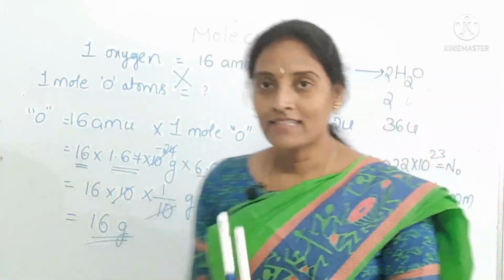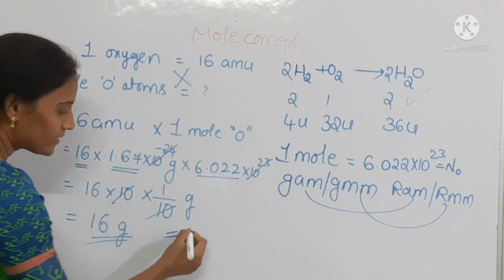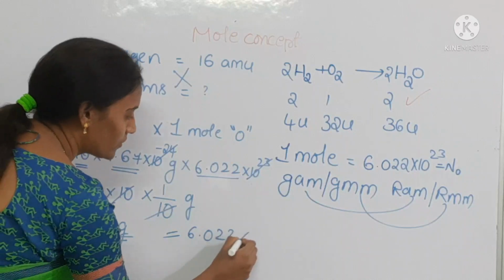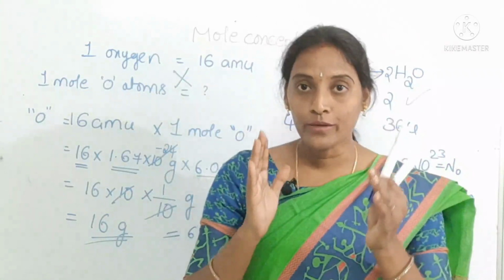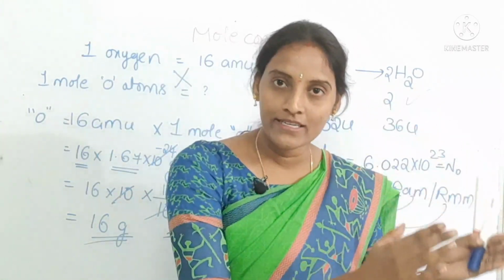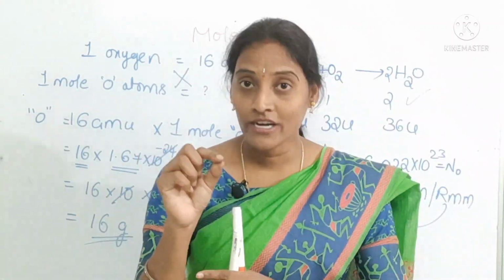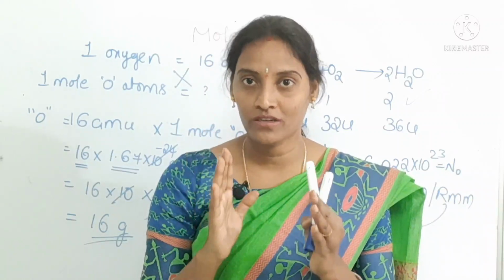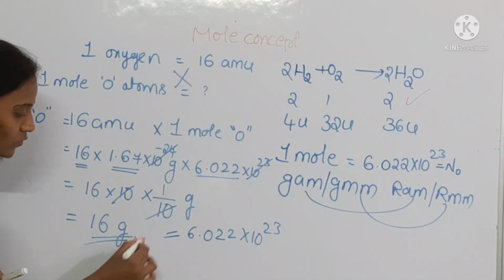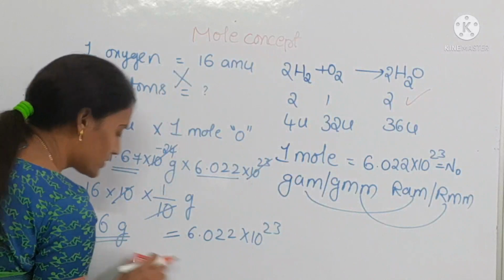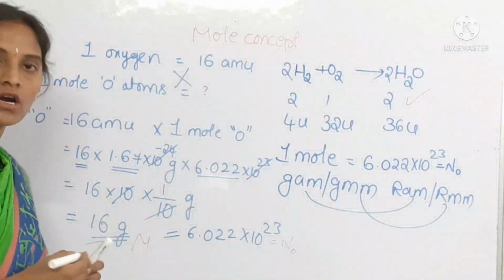At the same time, this 1 mole of oxygen atoms has 6.022 into 10 power 23 atoms. Nothing but just simple: 1 mole of anything has its molar mass, and 1 mole of anything has Avogadro's number of particles. You just remember these two things. See, this is the molar mass of oxygen, molar mass, capital M, and this is the Avogadro's number of particles present in 1 mole of oxygen.